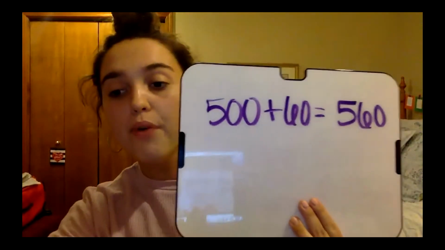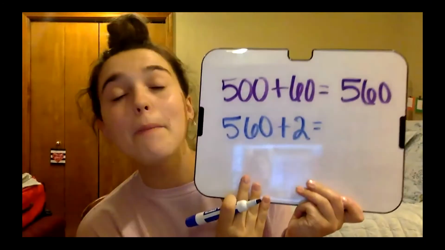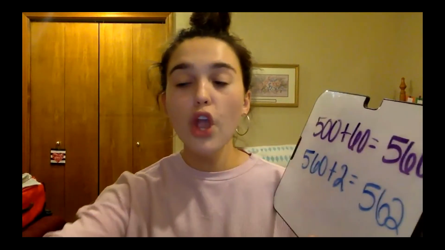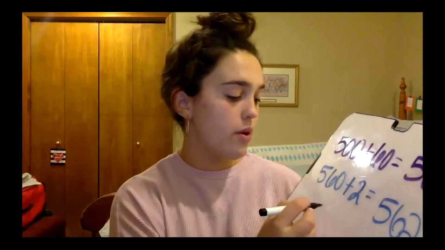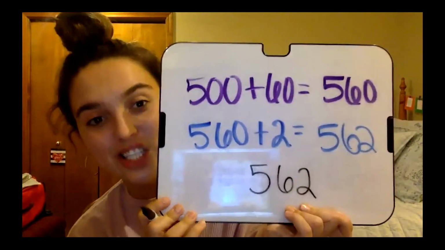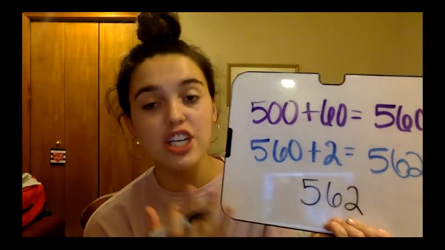560. And then the problem also says I have 2 ones. So I'm going to take our answer, that is 560, and all I'm going to do is add 2, okay? 560 plus 2 is 562. So our grand total answer is that the number is 562. This is the first way we can do this problem, and all we're doing is using addition to do it.